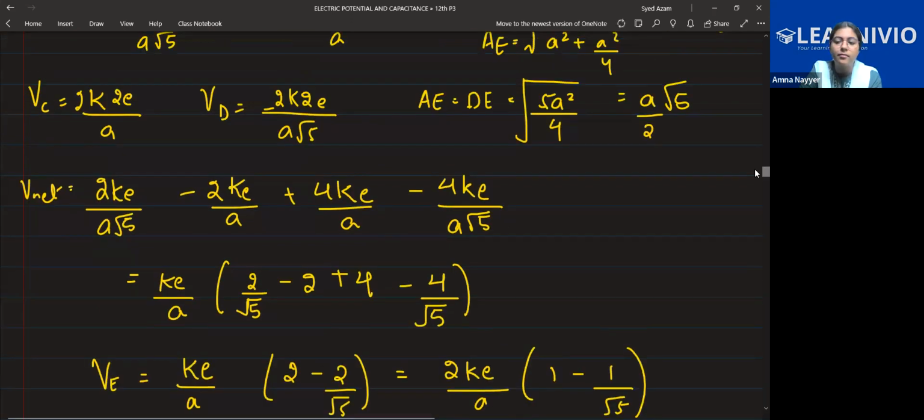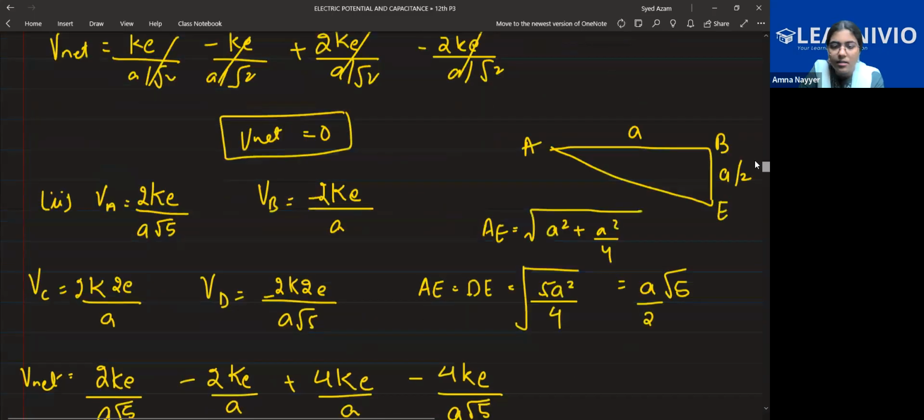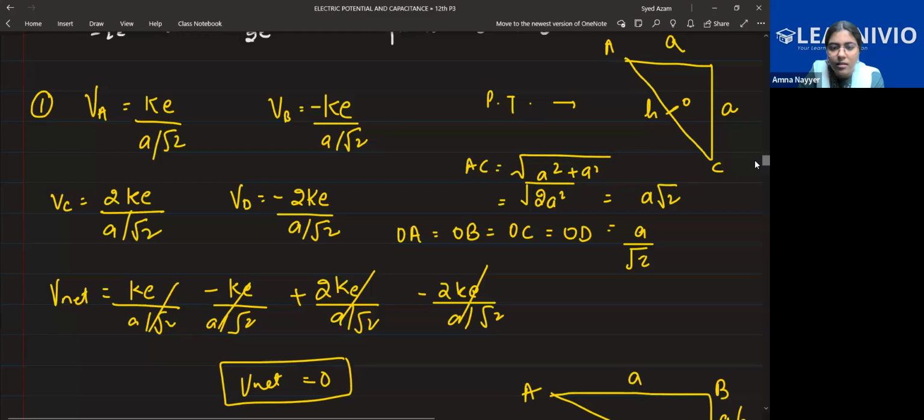Yes, ma'am. But in the first part, I have a doubt. Yeah, ask. How did that become A by root 2? Like we do see, A root 2 is there. We are dividing it by 2. Now you have to rationalize it.